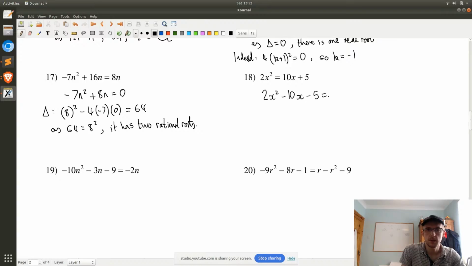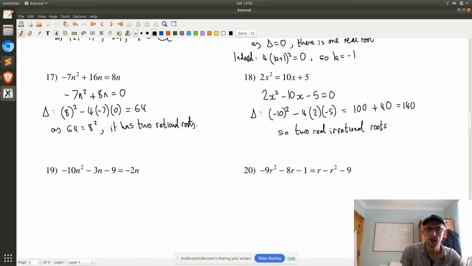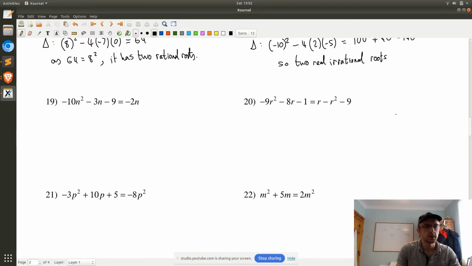Bring to one side, find the discriminant. So, two real irrational roots. Because if you imagine the quadratic equation, we're taking the square root of 140, which is not a perfect square, and therefore, when we evaluate it, it's not going to be a perfect square.